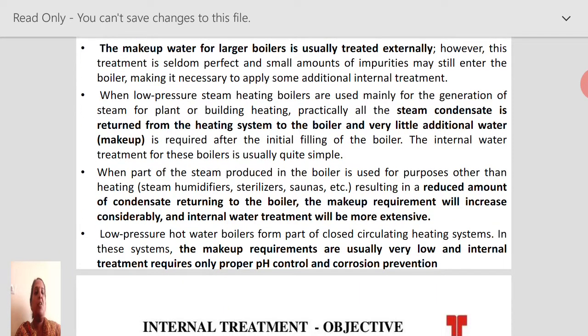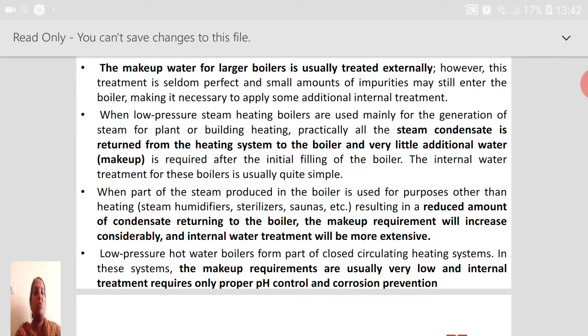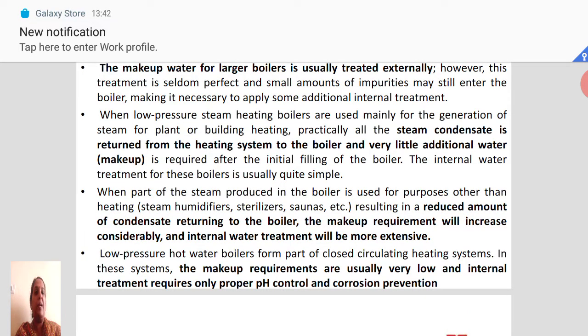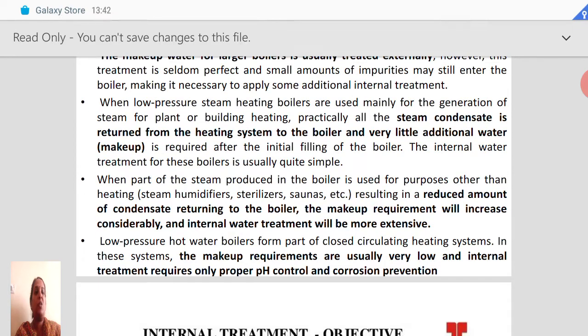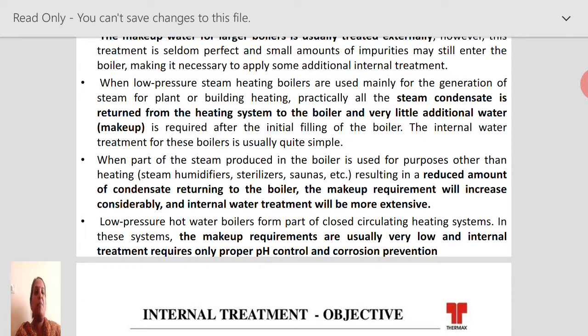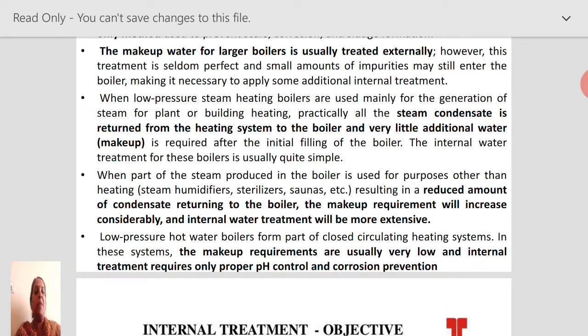In the case of low pressure steam heating boilers, depending upon the purpose of the boilers, the degree of treatment will vary. For example, if the steam boiler is used only for generation of steam for plant or building heating, practically all the steam condensate will be returned from the heating system to the boiler, and only very little additional water is required after the initial filling of the boiler.